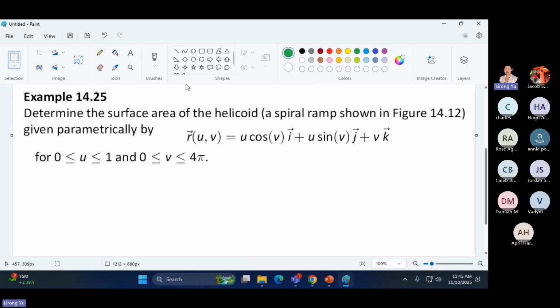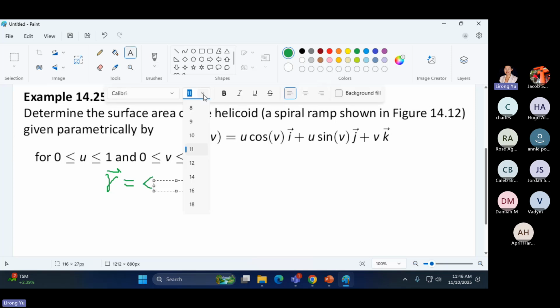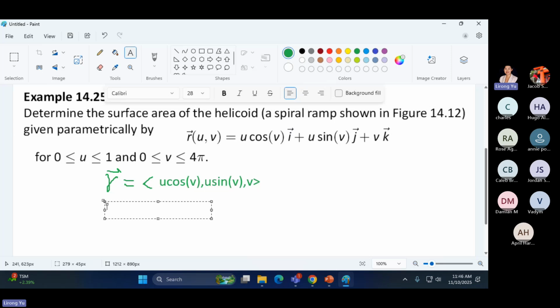Again, my habit, everybody has a different way of handling things. The R is being represented by a vector. Instead of arguing, I just write R. To make it a surface, the first component is u cosine v. The second component is u sine v. And the last component is v.